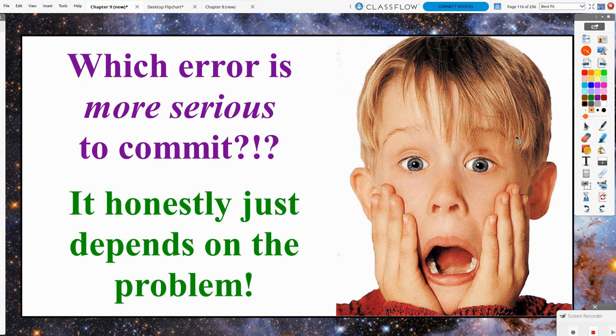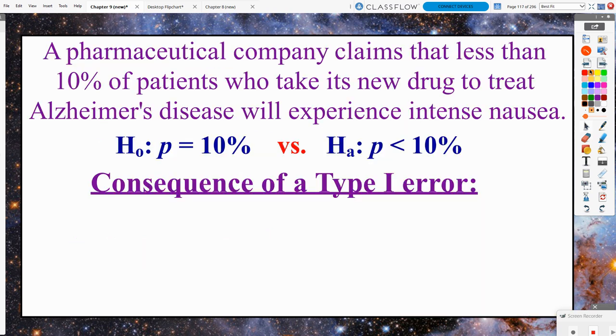Now, which error is more serious to commit? Honestly, it just depends on the problem itself. Sometimes a type 1 error is more serious. Sometimes a type 2 error is more serious. Sometimes a type 1 error is more serious maybe for just a particular individual, and maybe a certain error is more harmful to society in general. It may affect more than just one person, but it honestly just comes down to the problem itself.